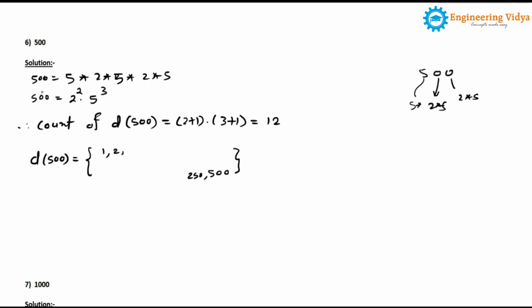Now check for the 3. 3 cannot divide 500, but 4 can divide 500, right? If I divide it by 4, it will be nothing but 125, right? Now after that, we'll check for the 5. 6 cannot divide, 7 also cannot divide, 8 also cannot divide, right? And after 8, what do we have now? 9. 9 also cannot divide. 10. 10 can divide 500. If I divide it by 10 over here, the quotient will be nothing but 50.